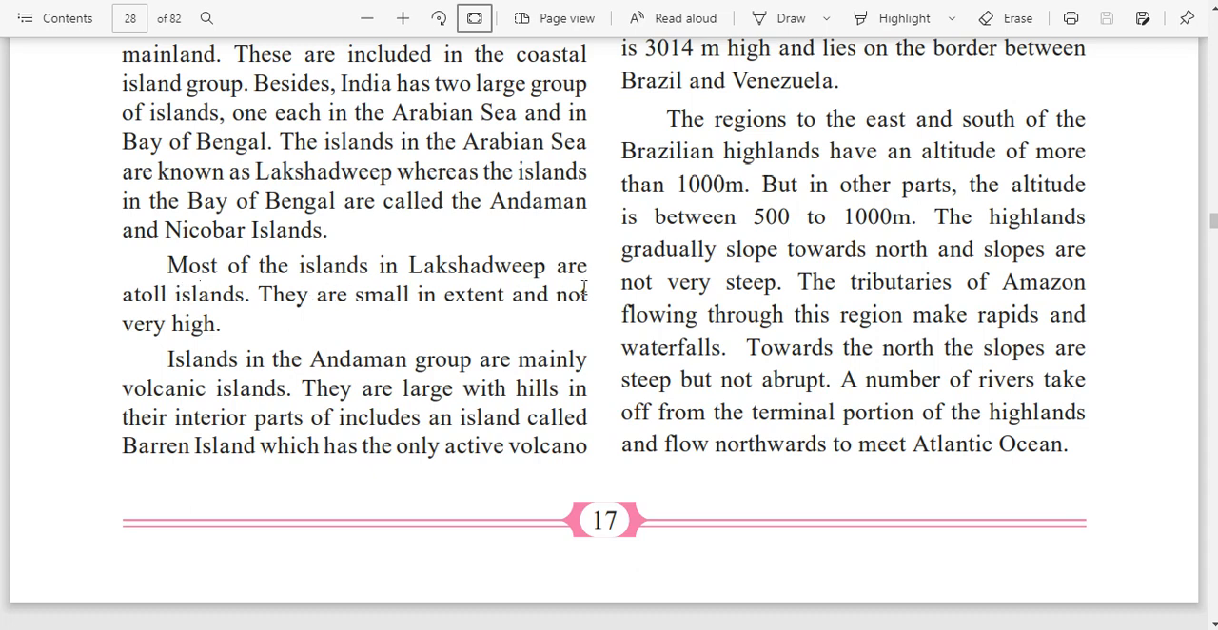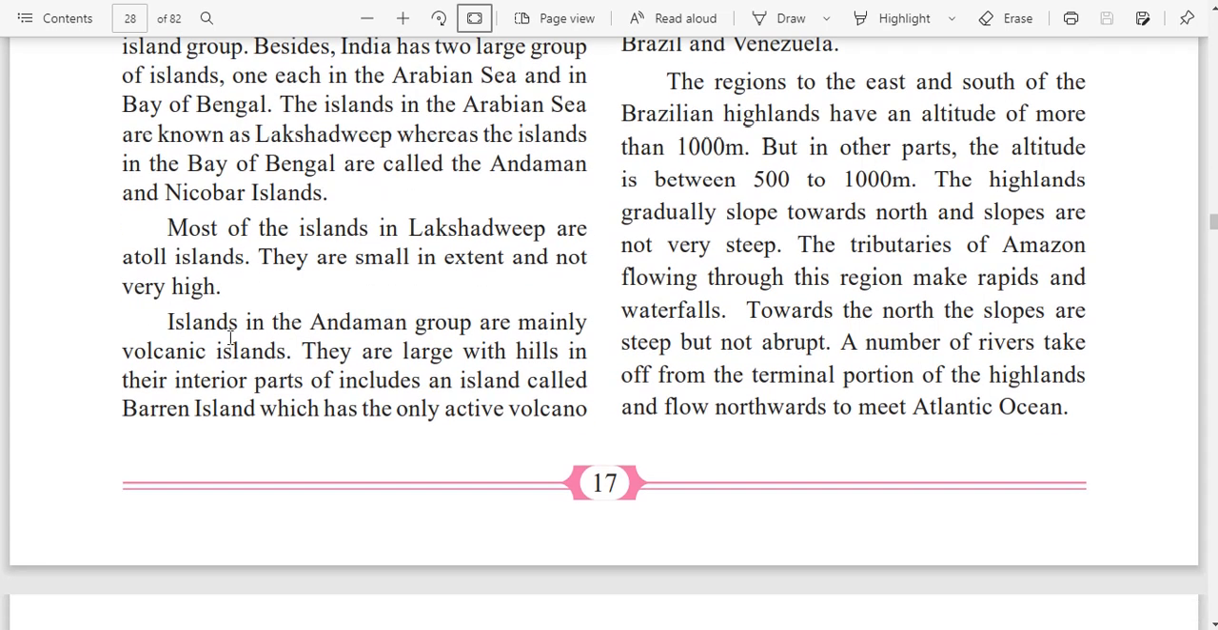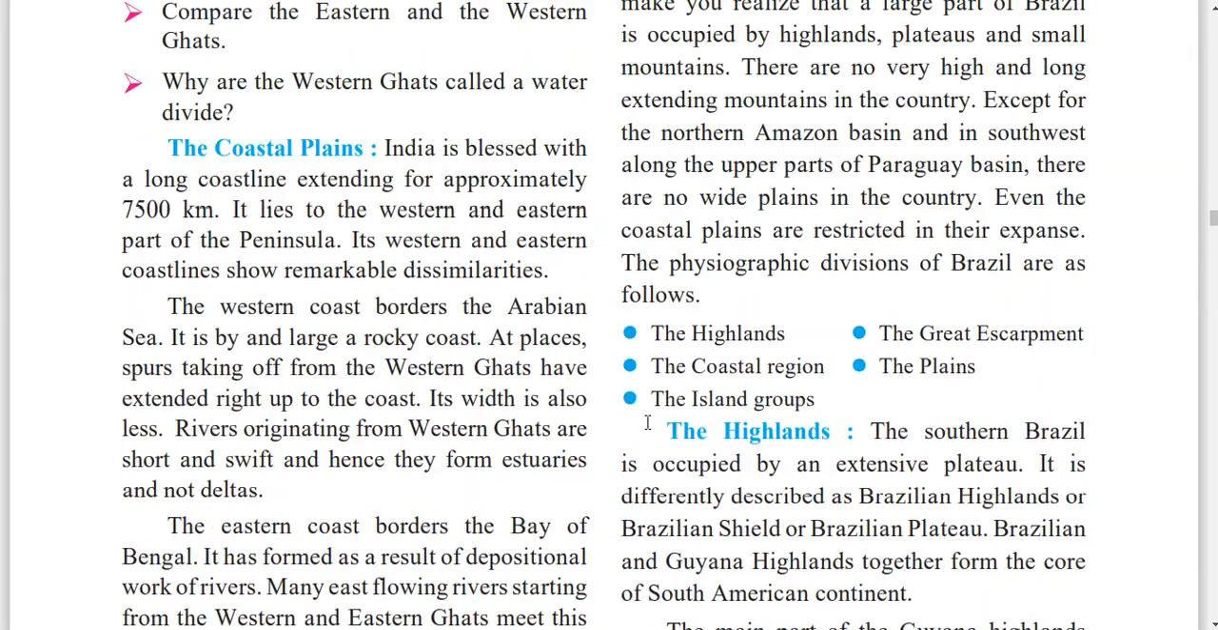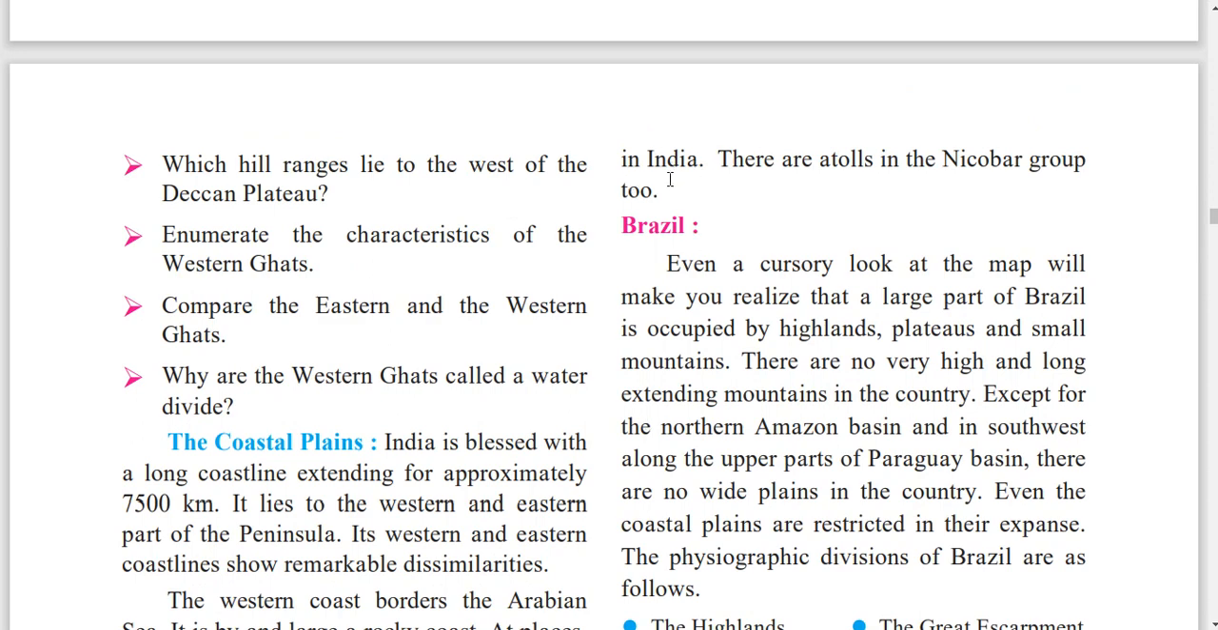Most of the islands in Lakshadweep are atoll islands. They are small in extent and not very high. Islands in the Andaman group are mainly volcanic islands. They are large with hills in their interior parts. It includes an island called Barren Island, which has the only active volcano in India. There are atolls in the Nicobar group too.